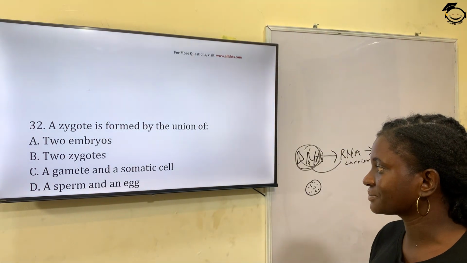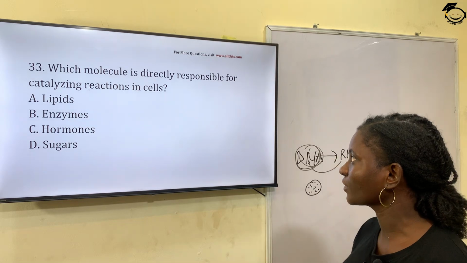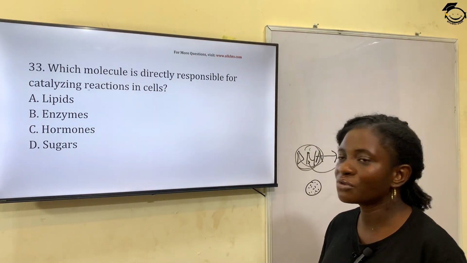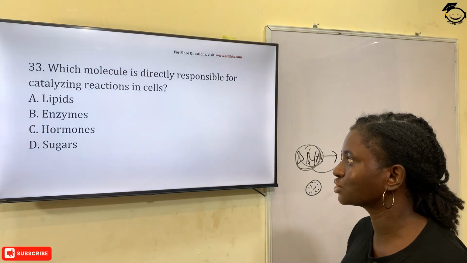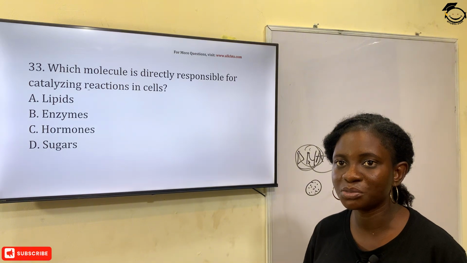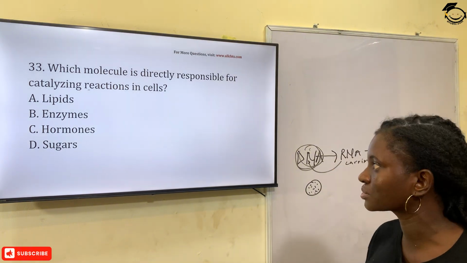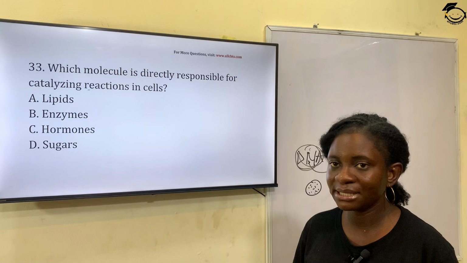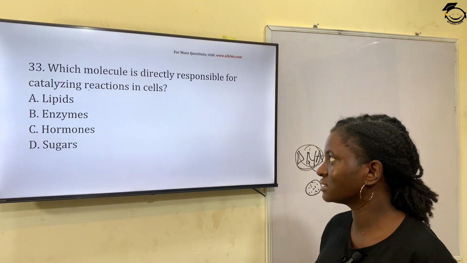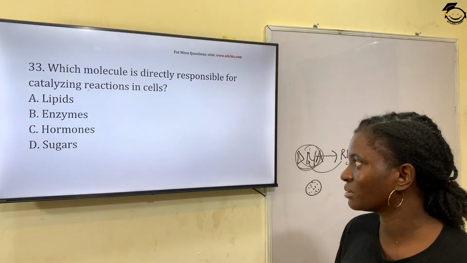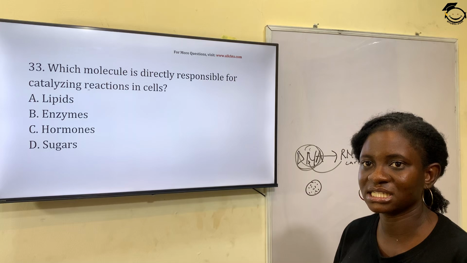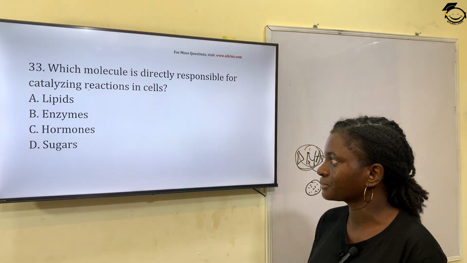Question 33. Which molecule is directly responsible for catalyzing reactions in the cell? The word catalyzing means to speed up, to enhance reactions. Option A, lipids. Lipid is not involved in catalyzing or speeding up reactions. It serves as fat and oil. It's fat and oil that serves as an insulator for the body.